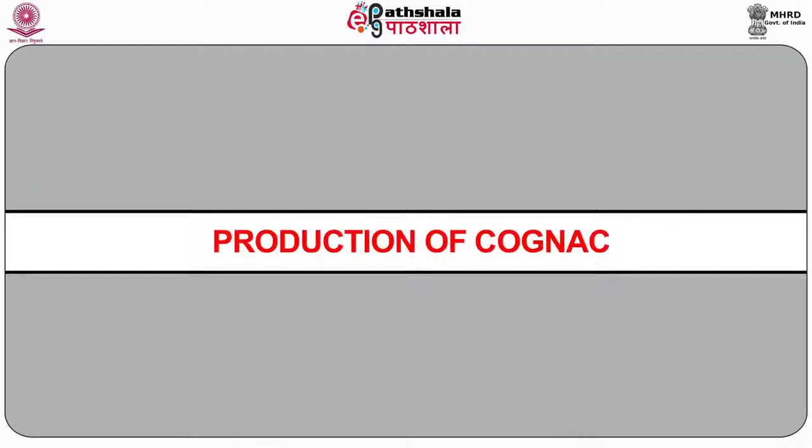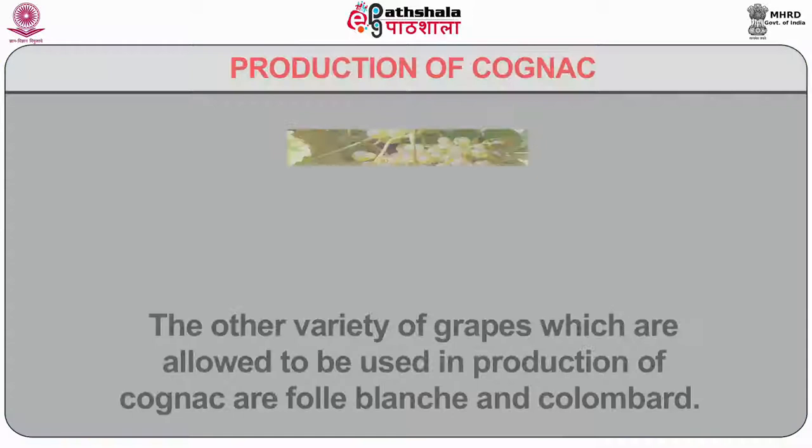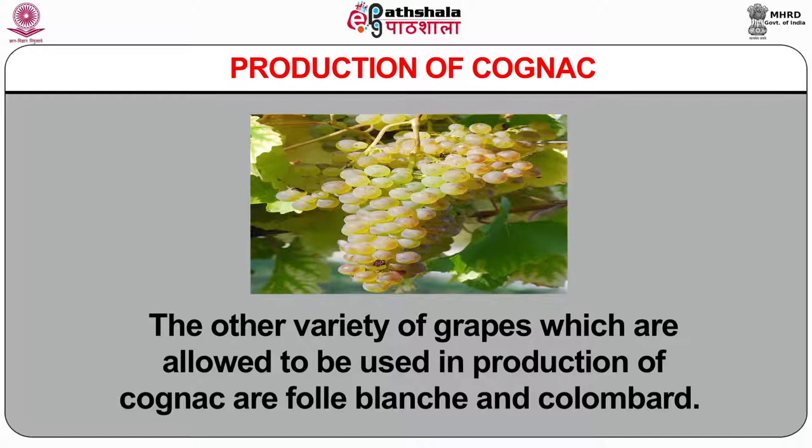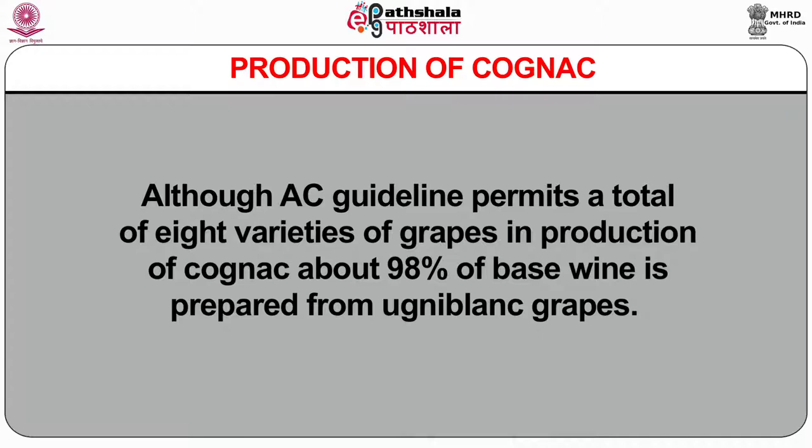Dear students, now let's discuss the production process of cognac. Cognac is produced in the Cognac region of France. The wine used in distilling cognac is made primarily from the Saint-Émilion grapes, also known as Ugni Blanc. The other varieties of grapes which are allowed to be used in production of cognac are Folle Blanche and Colombard. Although the AC guideline permits a total of 8 varieties of grapes in production of cognac, 98% of base wine is prepared from Ugni Blanc grapes.